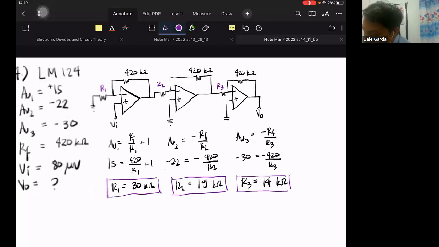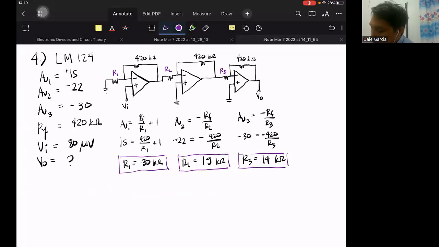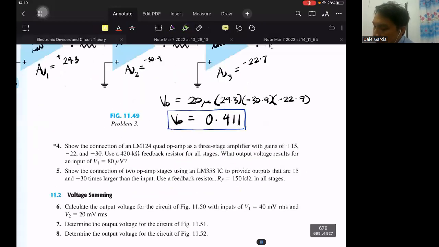So show the connection of an LM124. Okay.